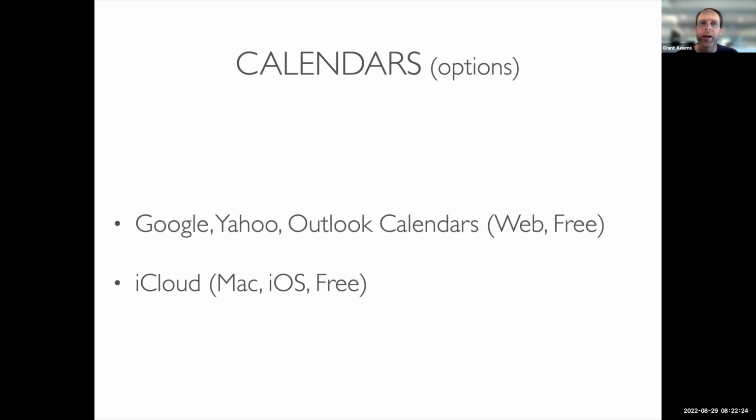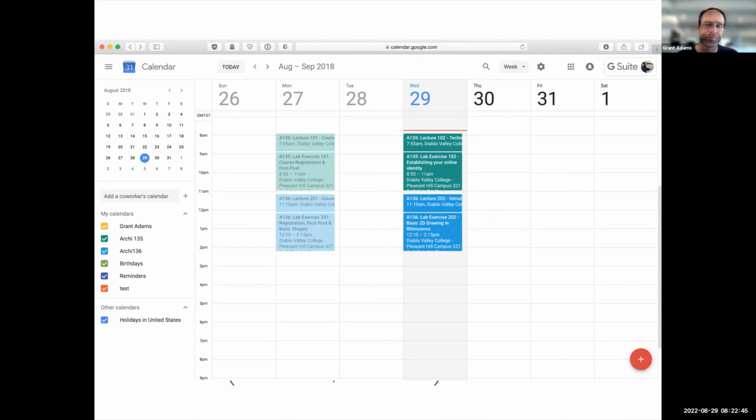All of the major players, Google, Yahoo, Outlook, Apple, they all have good online calendars. The Apple one, I think, is part of your iCloud subscription, though, so it's not free. But Google has a free one, Yahoo has a free one, Outlook has a free one. And so you can use those really easily to create good quality calendars. And you can obviously do that online.